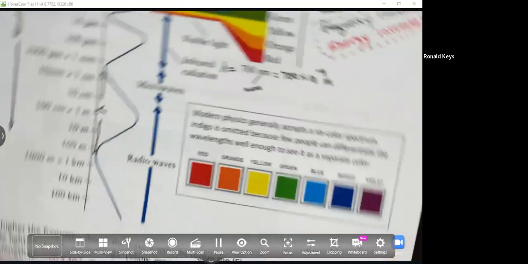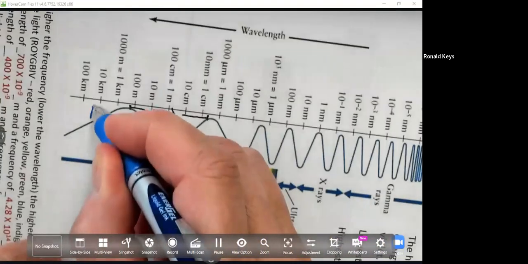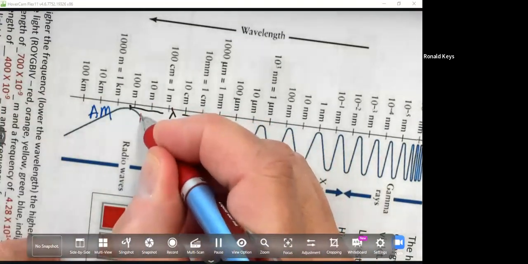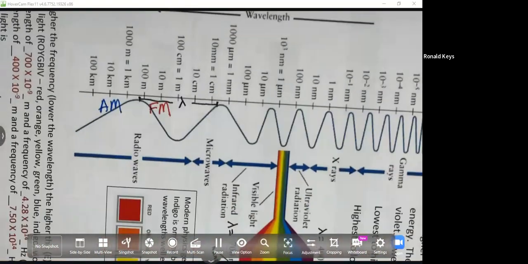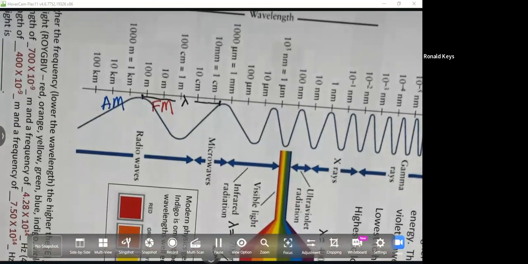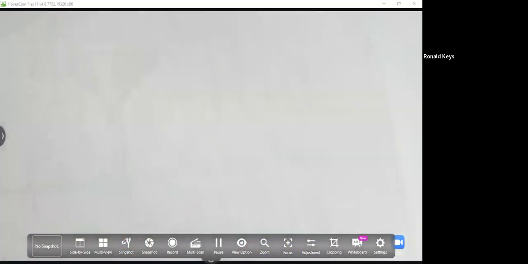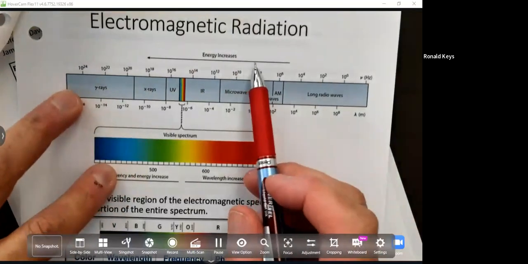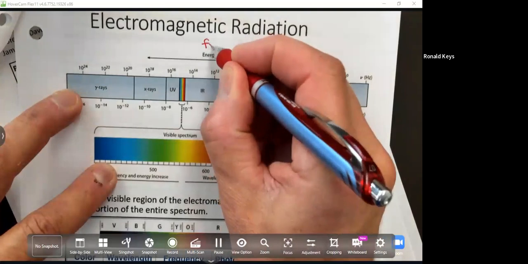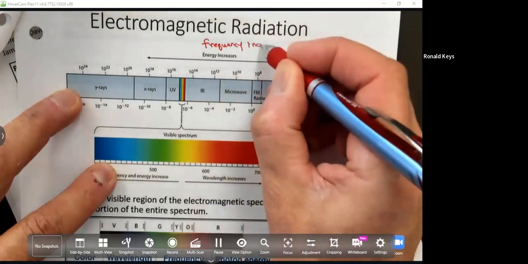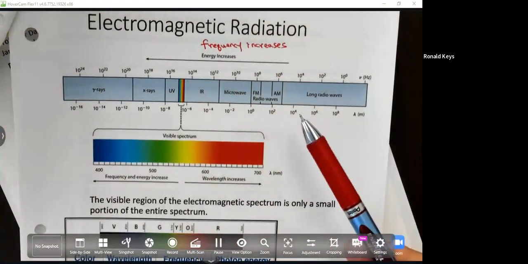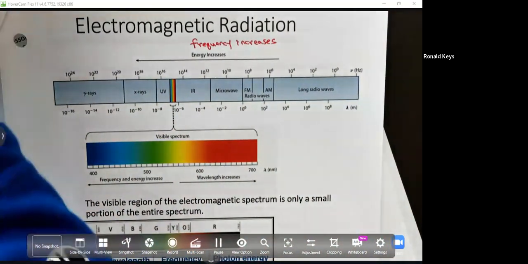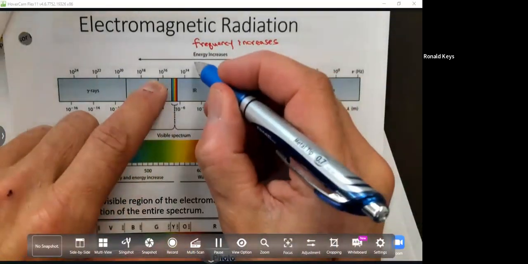Okay, so now let's go to this diagram here. On this diagram right here, we have radio waves. We know AM is down here. I should put this in red. And then FM has a higher frequency. AM, FM. In fact, I think my next diagram has it that way. And it does. This is the same diagram on the next page. It just lays it out in a different direction. Again, energy increases, frequency increases. They go together. Energy goes with frequency. But what's going down that way? Wavelength decreases, right?